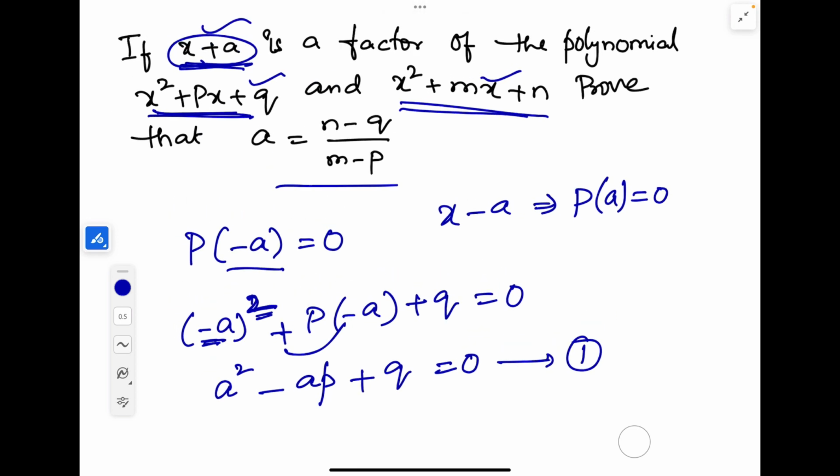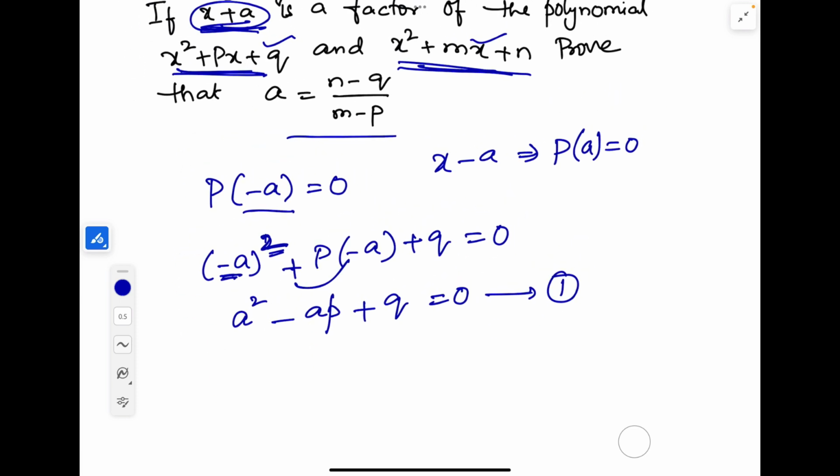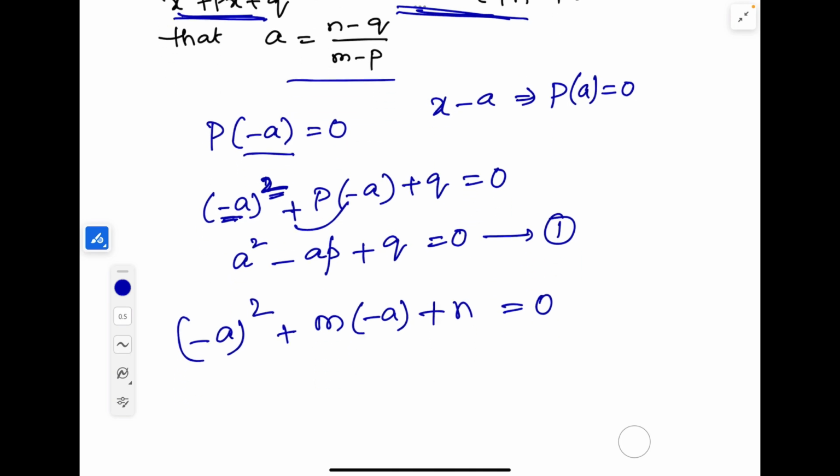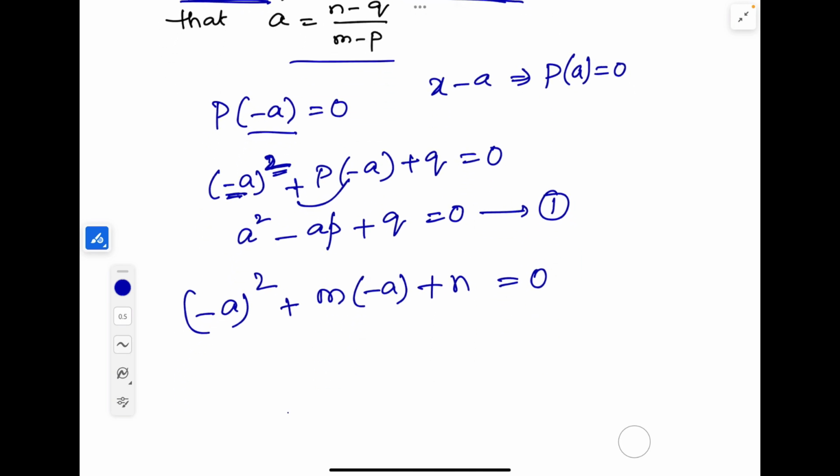And now look, x plus a is a factor of this polynomial also. So substitute minus a whole square plus m times minus a plus n is also equal to 0. So minus a whole square is a square plus into minus is minus, a times m plus n is equal to 0. This is equation number 2.